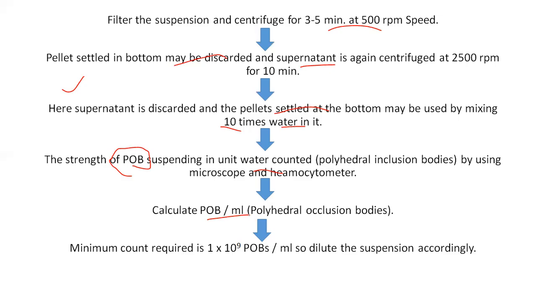So dear all students, this is the whole procedure of how HNPV virus is produced in the laboratory for minimizing the Helicoverpa armigera pest on different crops. This is a very important topic. Thank you.